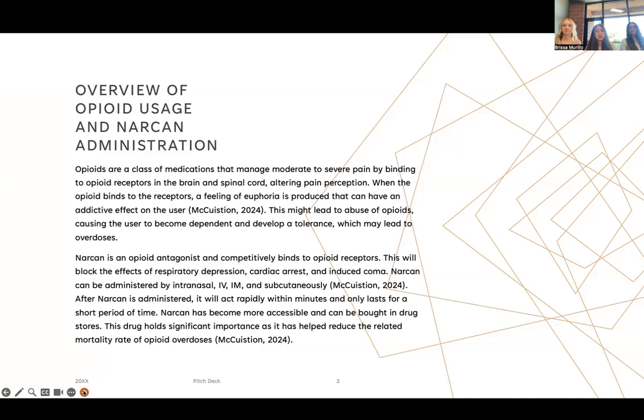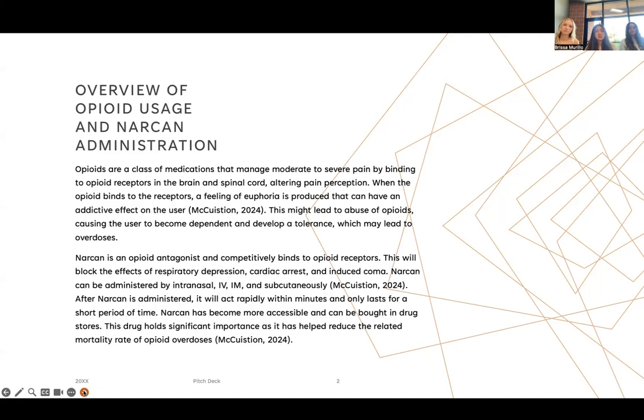Narcan is an opioid antagonist which competitively binds to opioid receptors. This will block the effects of respiratory depression, cardiac arrest, and induced coma. Narcan can be administered through the nose, IV, intramuscular, and subcutaneously.